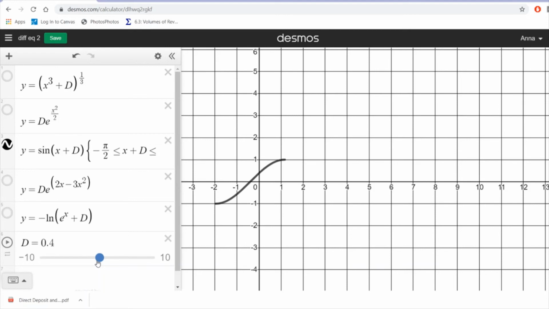And so we found that d had to equal pi over 2, so that's approximately 1.5, and we can see that this graph looks like it goes about through 0, 1. So if we were exactly at pi over 2, we would definitely see it going through 0, 1.